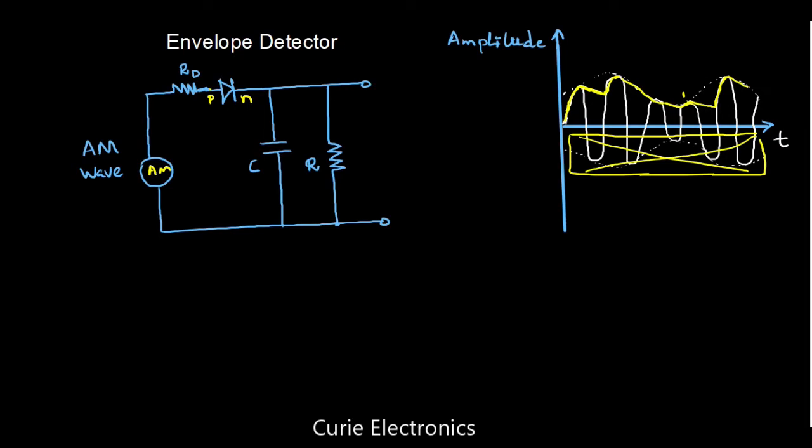Whatever envelope is generated from this AM, that is actually the message signal. Now you may be thinking this is not exactly the shape, because with charging and discharging we are not getting the exact shape. But this diagram is an exaggerated diagram actually. See, the carrier here has a low frequency, but actually how will it be? It will be very close.